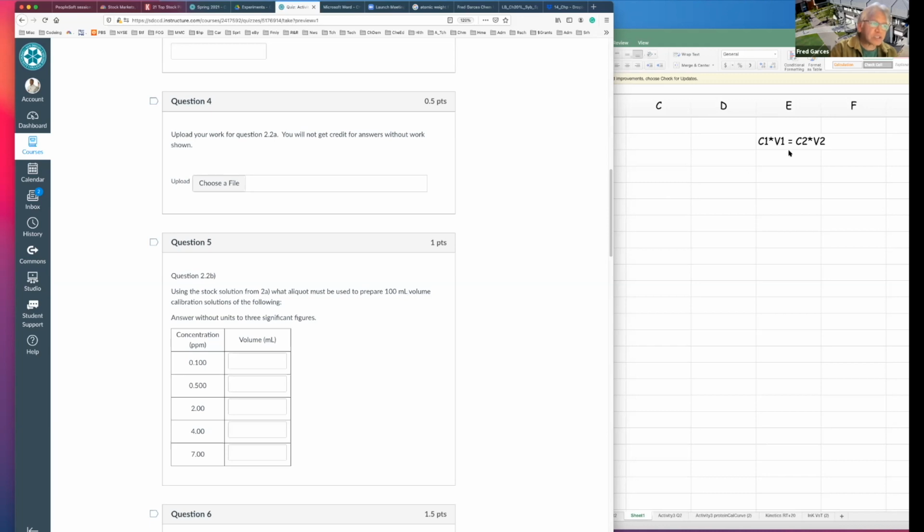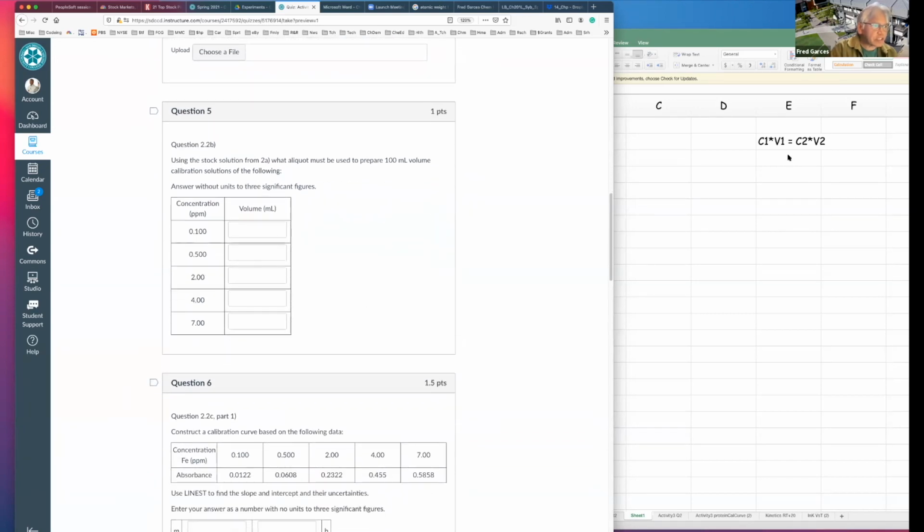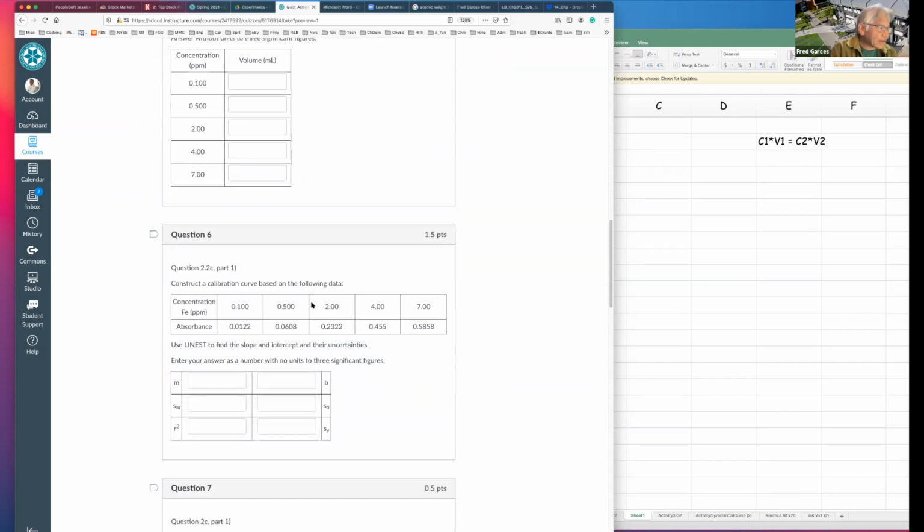So all you're doing is using C1 V1 equals C2 V2. I've already told you what C1 is. I've already showed you what V2 is. It's going to be 100 milliliters for all of these. And your C2 are going to be these different values. And it's going to contain this amount of iron in these 5 solutions. Okay, so you guys can do that. You're just using C1 V1 equals C2 V2. And then once you complete that, this right here is just another graphing.